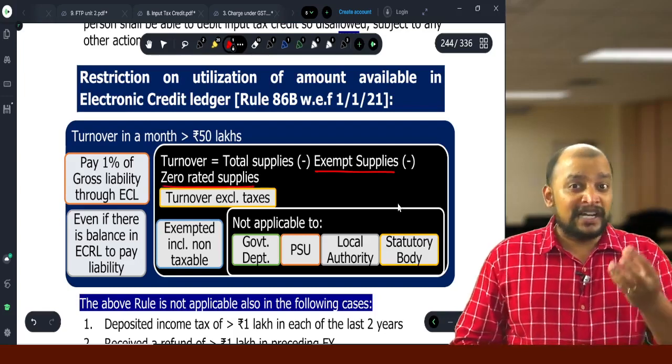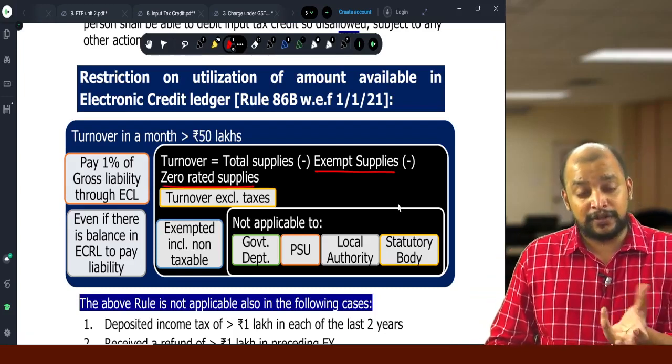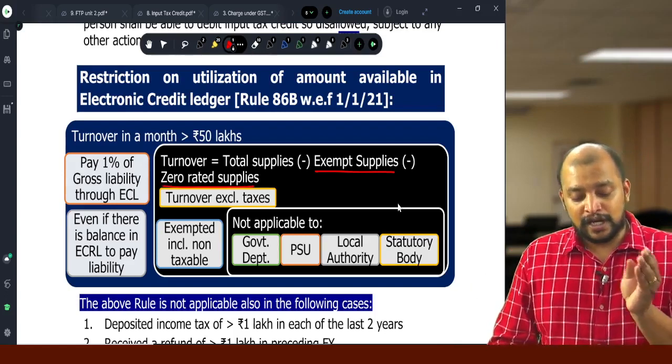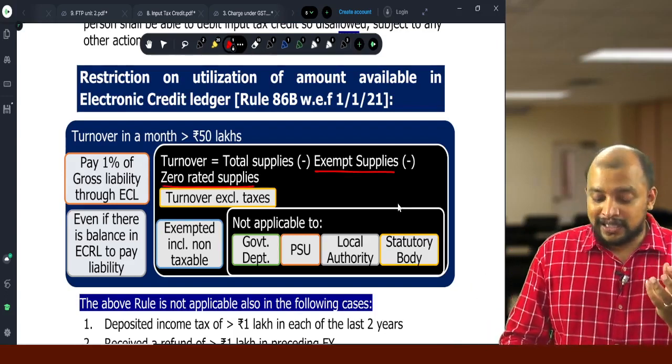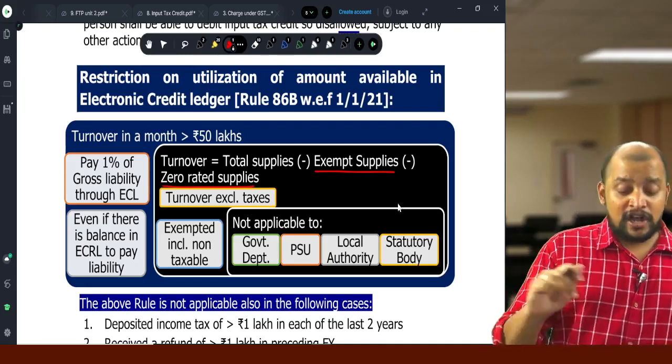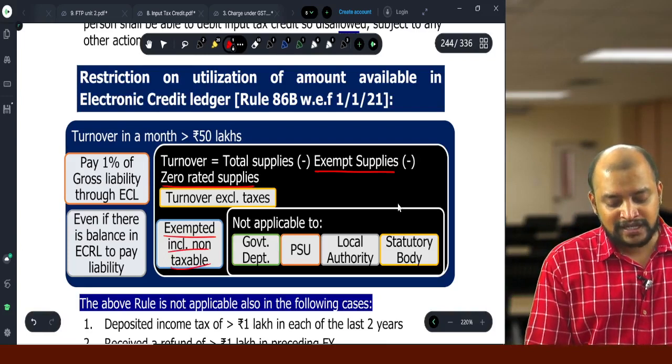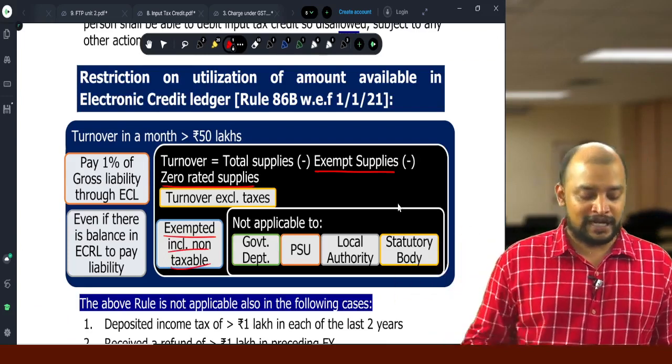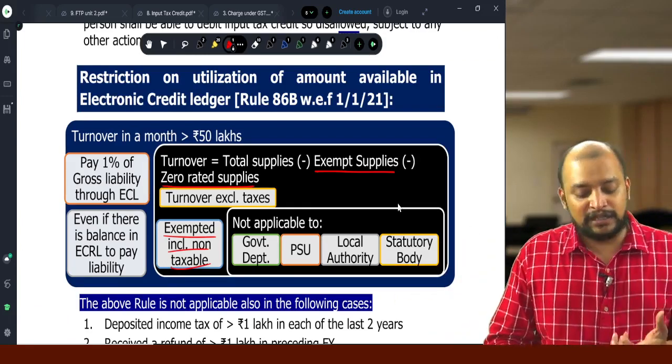It means only taxable turnover. We should take out exempted, we should take out zero rated, and we should see only the taxable turnover. Even non-taxable supplies should be taken out. Exempted includes non-taxable, that should also be taken out. Now we need to see what is the taxable turnover.